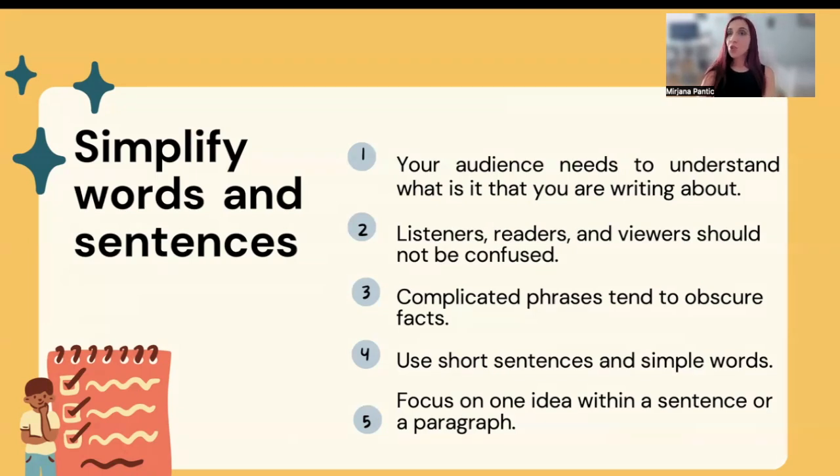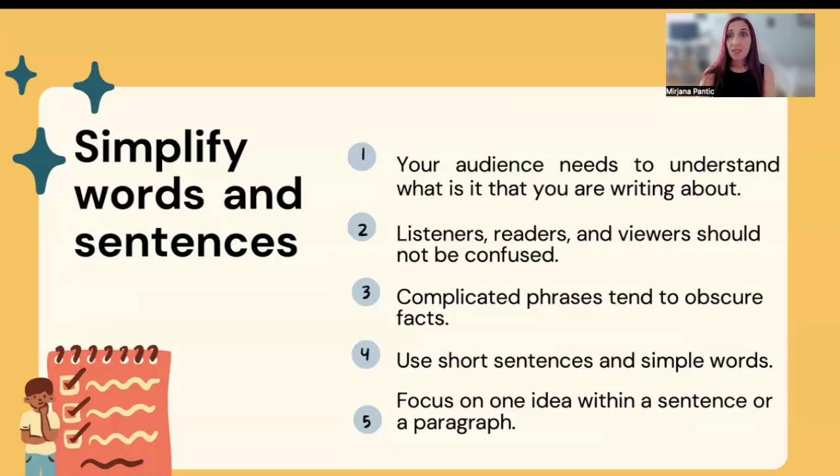Listeners, readers, and viewers should not be confused. So, if I'm watching the news and I can't rewind, I'm going to be concerned. I'm going to be upset because I didn't understand something that I felt was really important. So you don't want to upset your readers or viewers, especially your viewers. Especially when you write for television, you want to make sure that your sentences are short, so that people can follow what you're saying. Complicated phrases tend to obscure facts. If you just add complexity to it, people get so confused that they cannot see all these facts in your story.